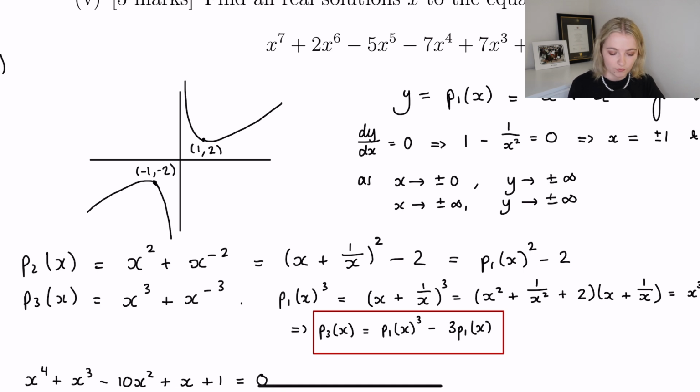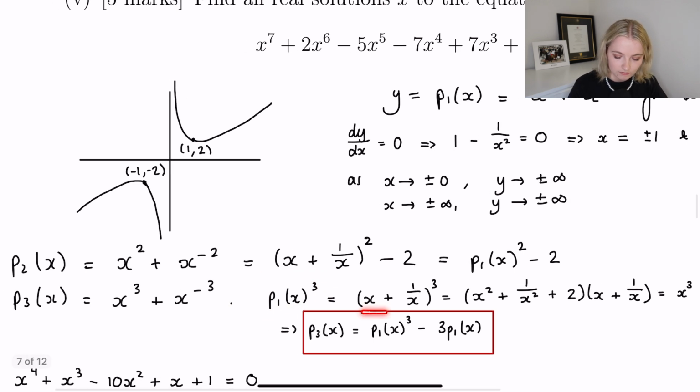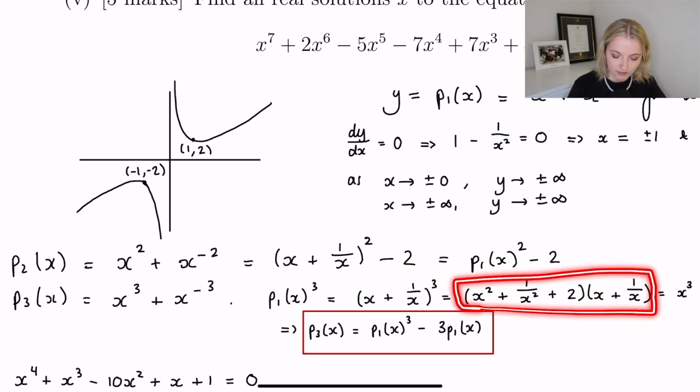So I like to work backwards. We know that we want to write this in the form of p1 of x. We know that p1 of x is this here, and so if we want this in terms of p1 of x, we're probably going to have a cube in there somewhere. So what I did straight away was look at what p1 of x cubed actually is. And that's what it is.